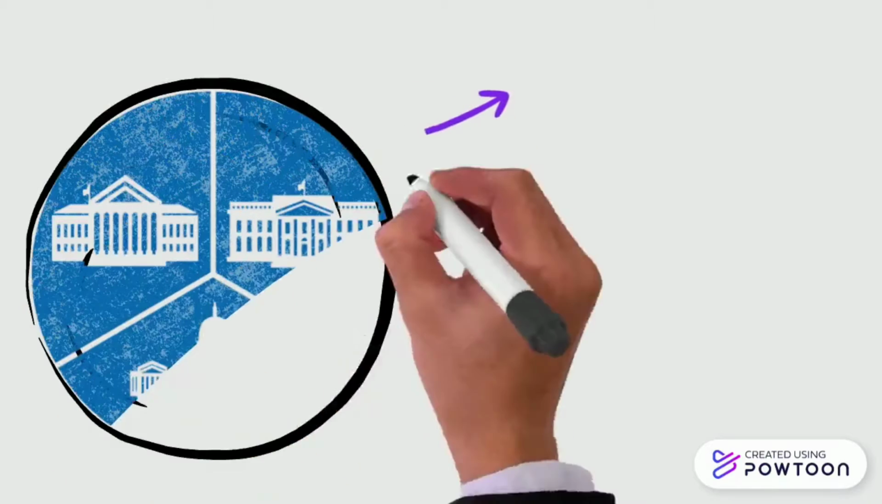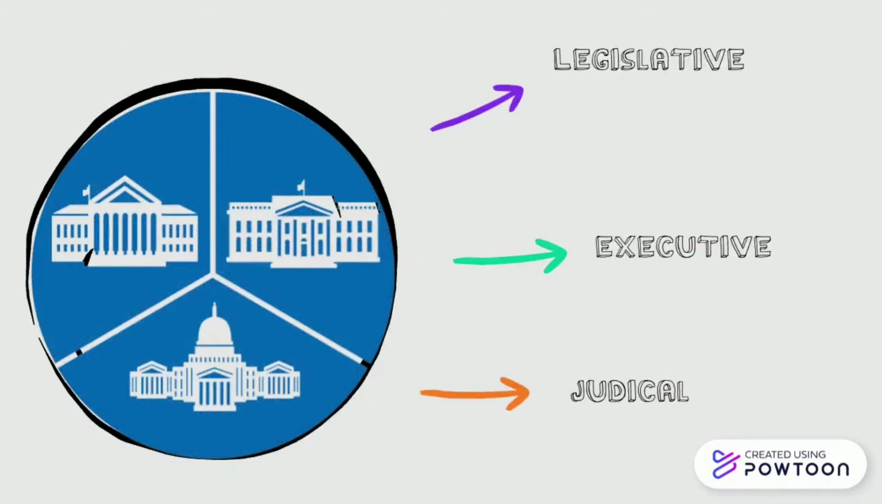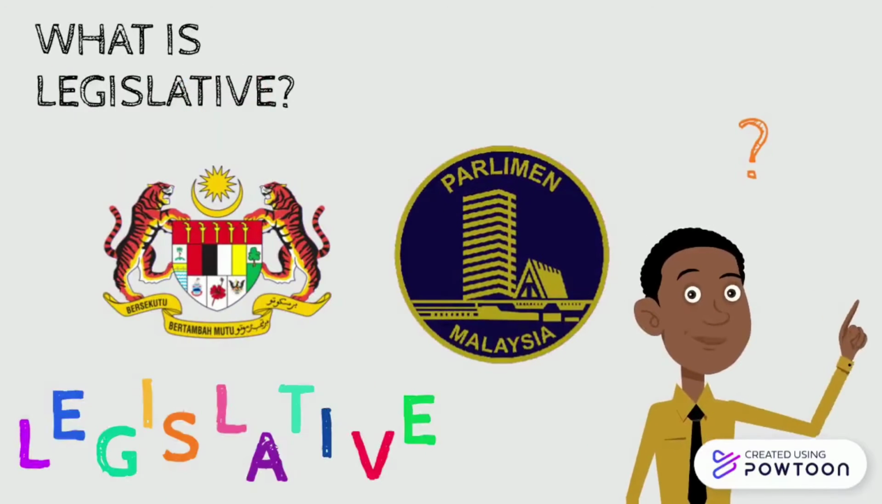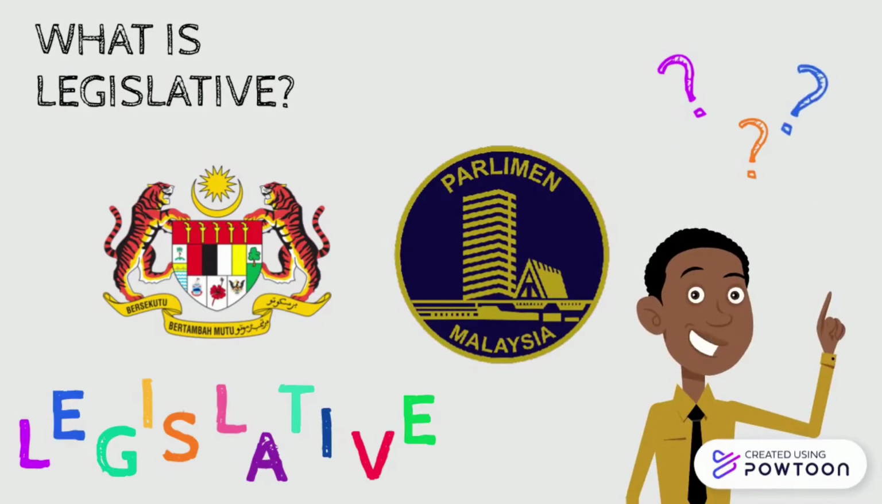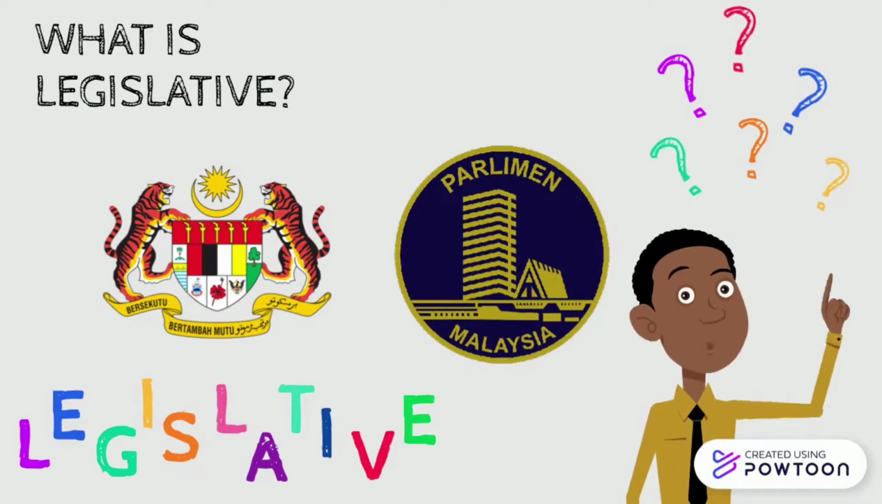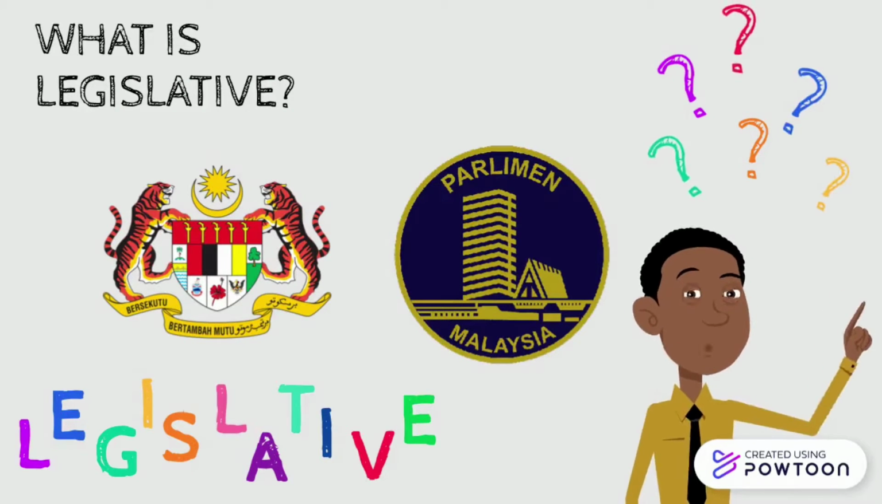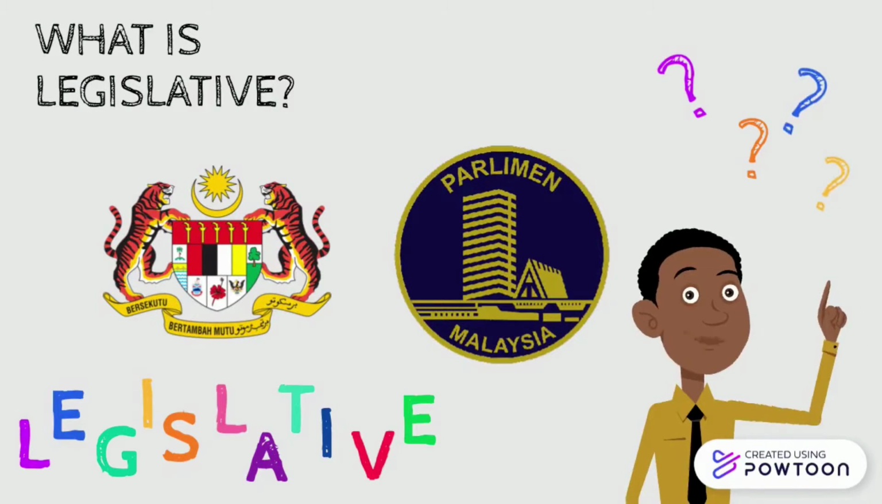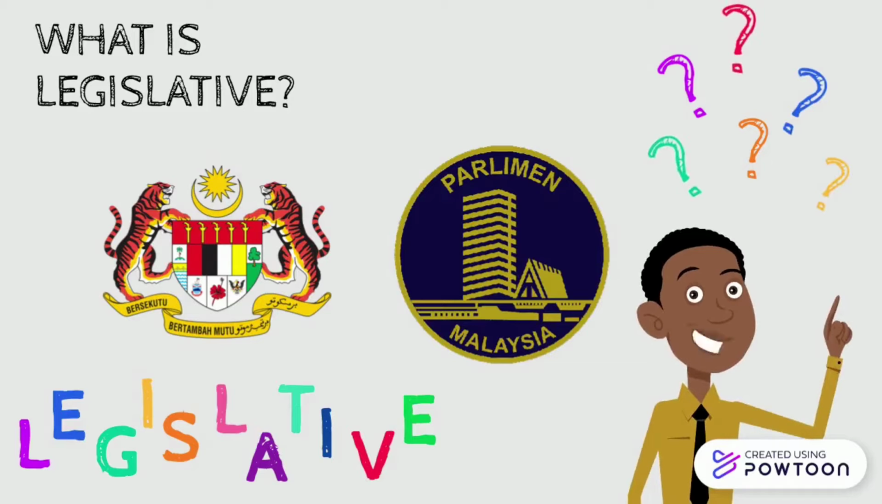The separation is divided into three, which are legislative, executive and judicial. So what is legislative? Legislative is to enact new laws or amend existing laws. Legislative also acts as a mechanism to oversee government activities. The legislature in Malaysia is the parliament. So here is one of the icons and symbols of the Malaysian parliament.